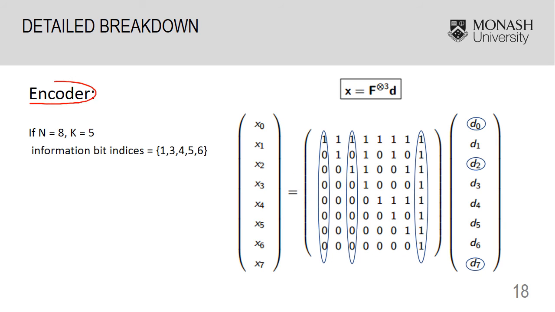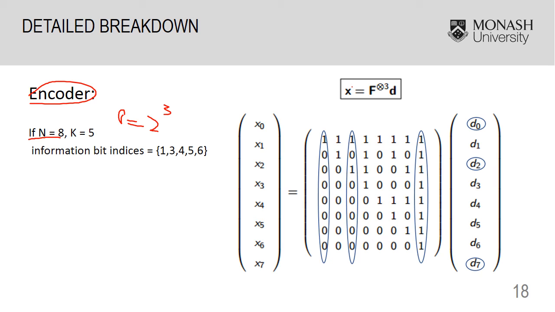Here is an example of the encoder. If n equals 8 and k equals 5, the information bit indices are numbers 1, 3, 4, 5, 6. Since 8 equals 2 to the power of 3, we take the Kronecker product of F three times and multiply it by the information bits, and x will be the output.